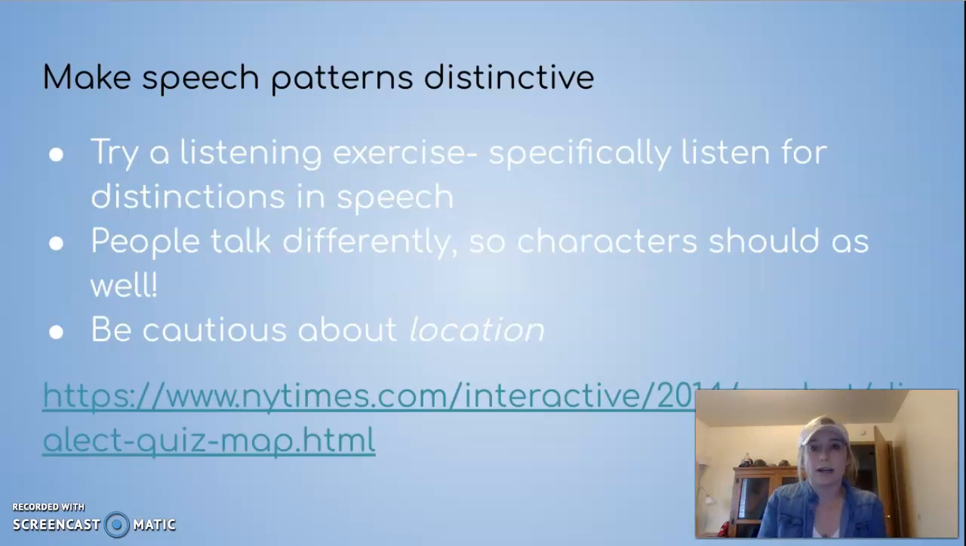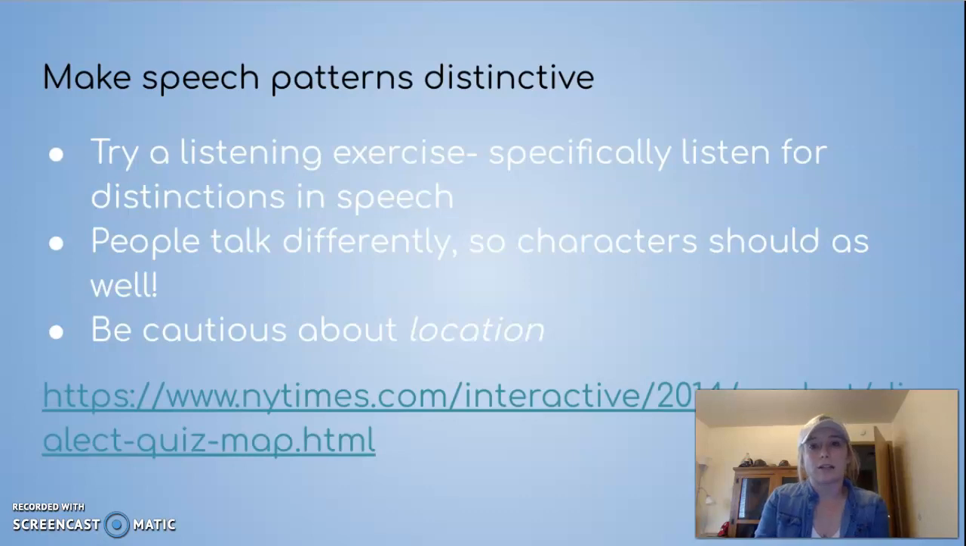And then make the point that people all talk a lot differently, so characters should as well. Distinctive speech patterns make it easier for the author to avoid saying, mom said this, mom said this, mom said this, over and over again whenever he or she wants the mom to be saying something.